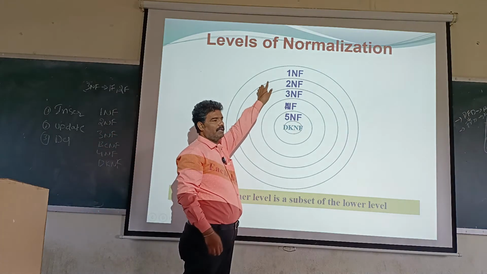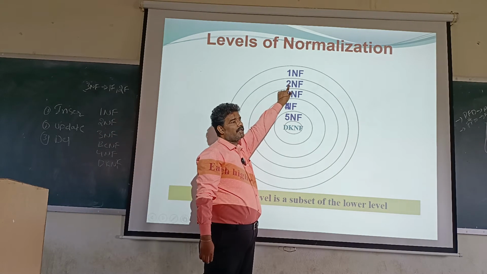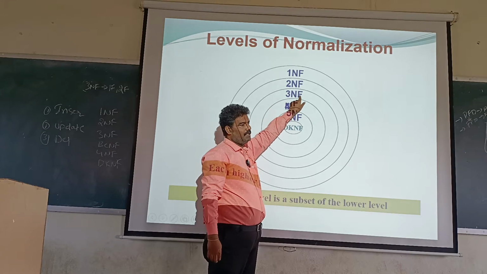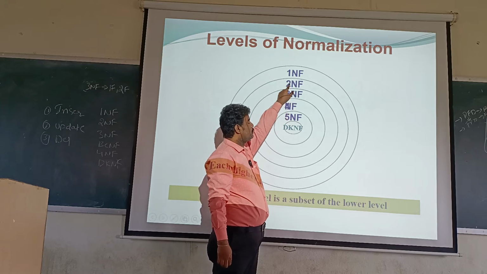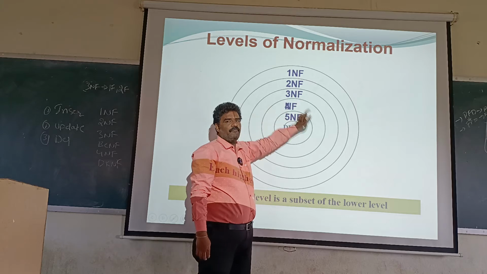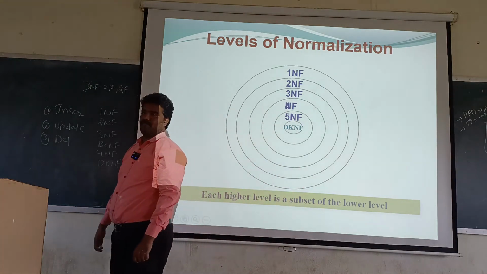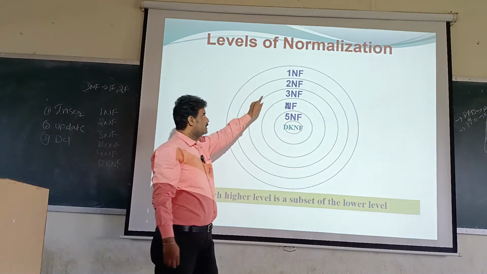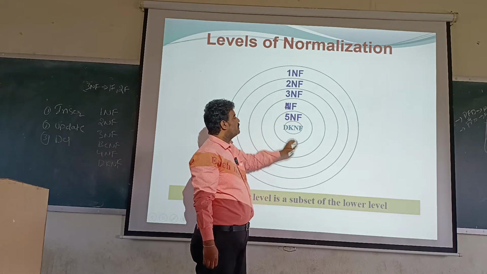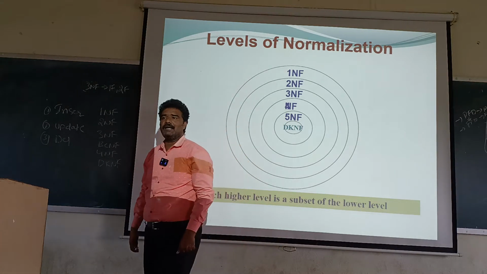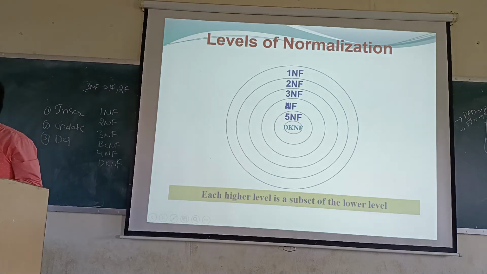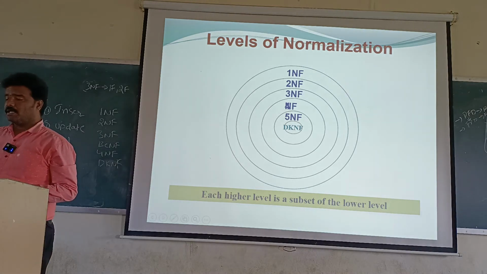So the first cycle is 1.5. Once it satisfies that, you have to get into 2.5. If you want to satisfy 3.5, this database must satisfy 1.5 and 2.5, then go to 3.5. Suppose you want to satisfy BCNF, then it has to satisfy 1.5, 2.5, 3.5, and then we will discuss BCNF. Unless we satisfy 1, 2, 3 NF, we will never discuss anything about BCNF. Am I clear?